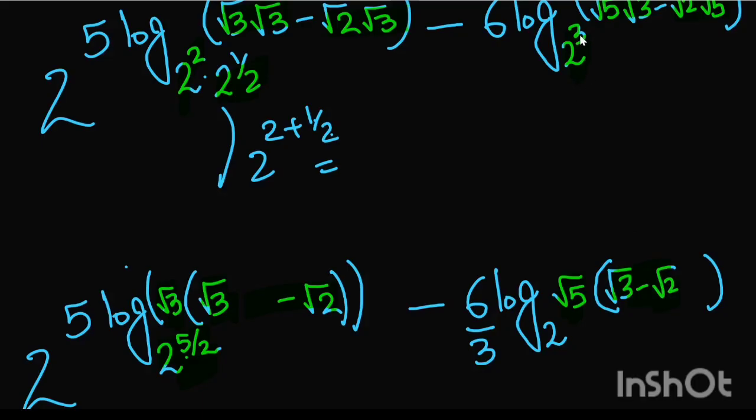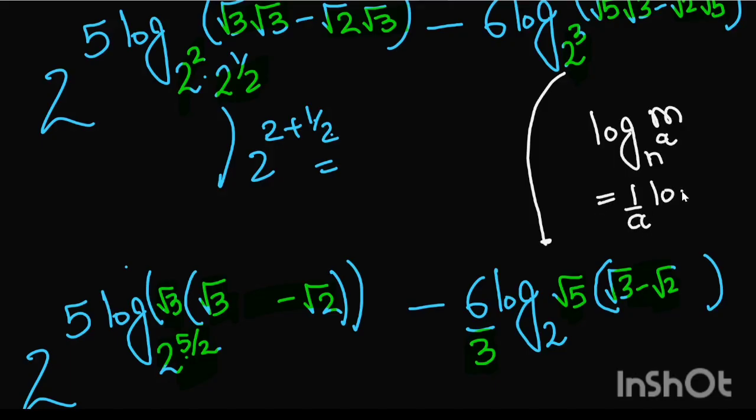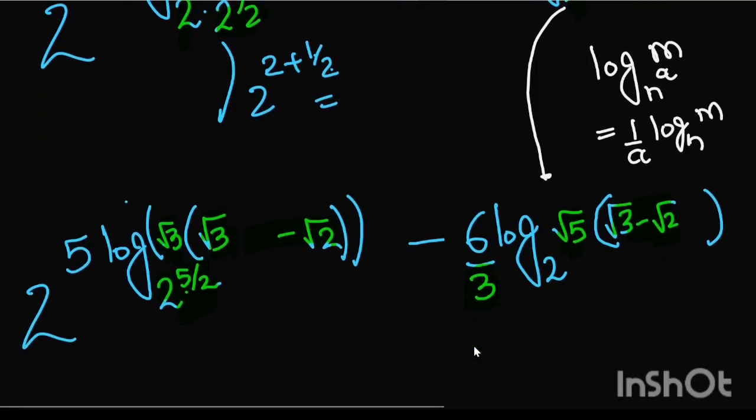Okay, and now this 3 will go down using the fact that log m to the power a is 1 by a log m base n. So 1 by a, which is 3 in this case, comes down in multiplication. So this is what has happened in this step.